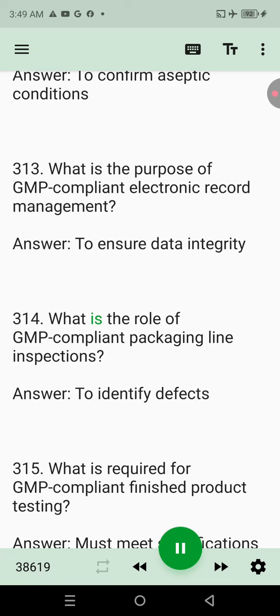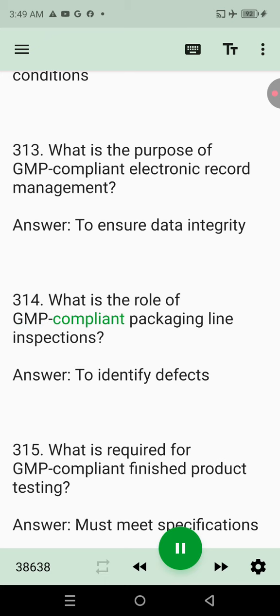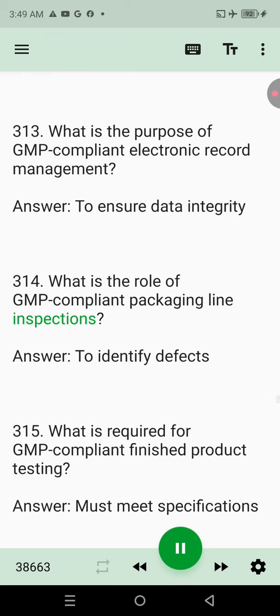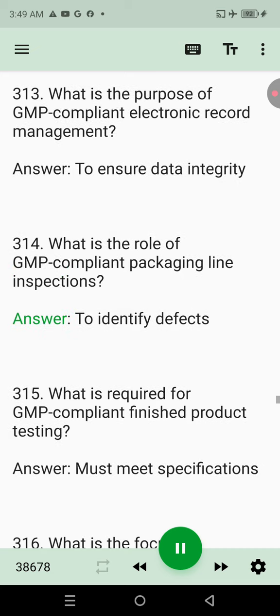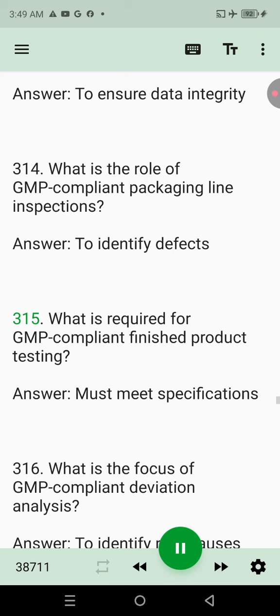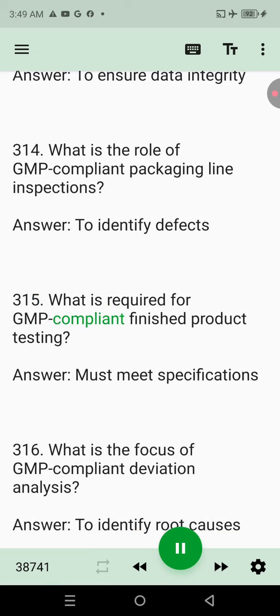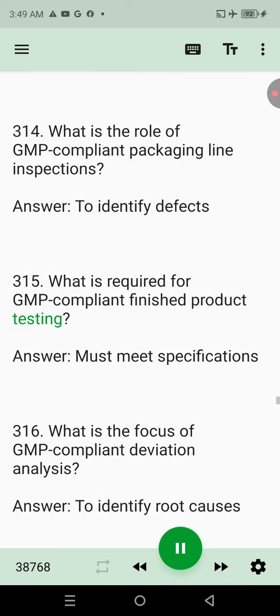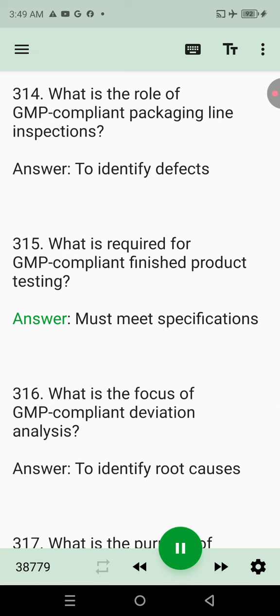314. What is the role of GMP-compliant packaging line inspections? Answer: to identify defects. 315. What is required for GMP-compliant finished product testing? Answer: must meet specifications.